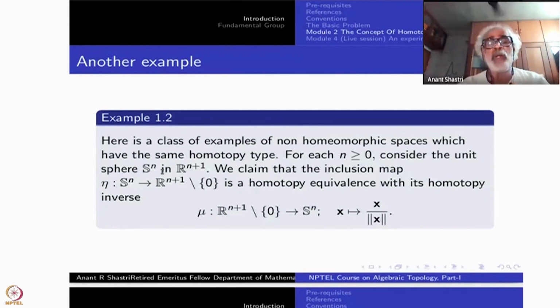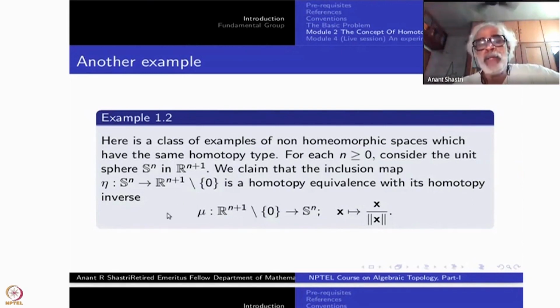Okay, so what we are doing is throwing away the 0 from Rn plus 1. Sn is included inside it. This is a subspace of that, since the unit vectors are never 0. So this eta is an inclusion map. We are going to show that this eta itself is a homotopy equivalence, with homotopy inverse mu, which is very nicely given, namely take any vector and divide by its norm. So that is the map mu. This mu is the homotopy inverse of the inclusion map.